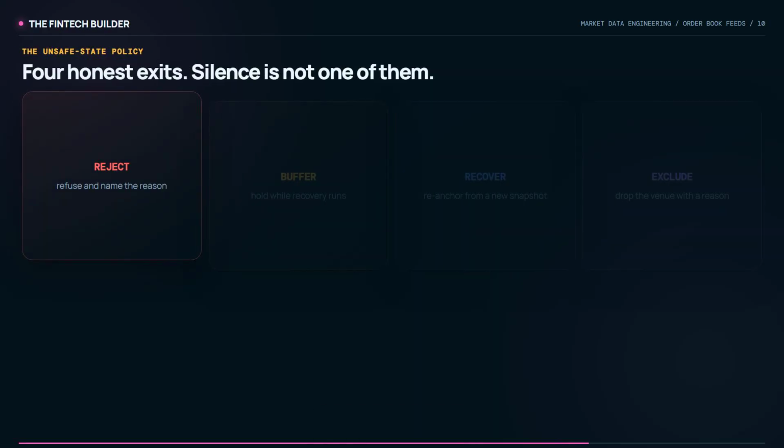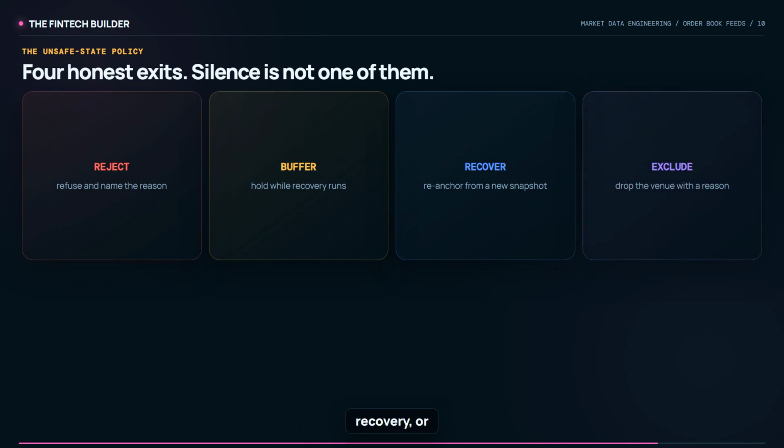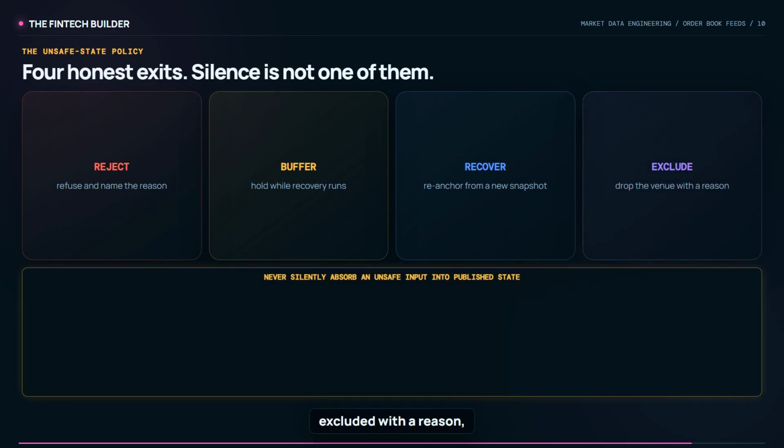That is the discipline. An unsafe state is rejected, buffered for recovery, or excluded with a reason, but it is never silently absorbed.